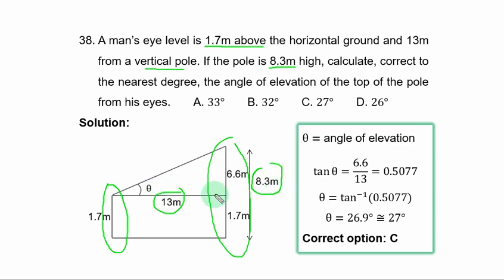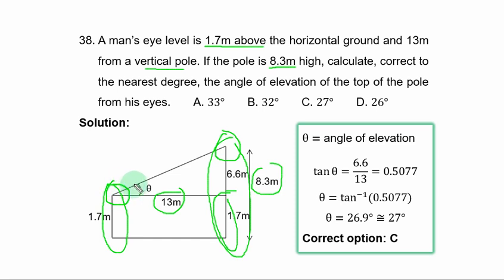Already part of the pole is also the height of the man. That is from here down. If the whole length is 8.3, and part of it is 1.7, the remaining part is 6.6. That is 8.3 minus 1.7. So the angle of elevation of the top of the pole from the man's eye level, this is the angle.